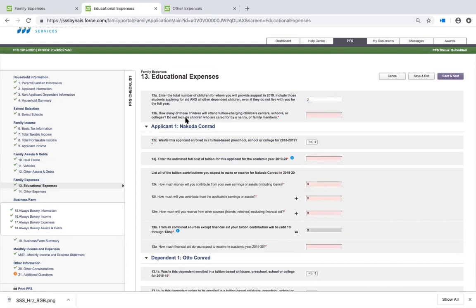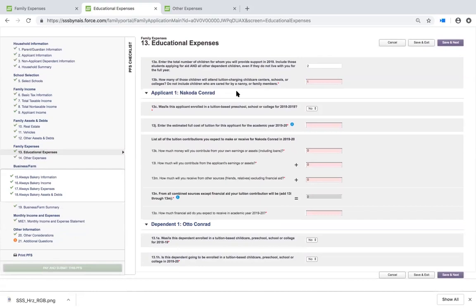13B asks of those children, how many will attend tuition charging centers, schools, or colleges? We don't want to include children who are cared for by a nanny or family members, only official tuition charging institutions. In our case, only our applicant is attending a tuition-based program, so we're going to enter a 1.